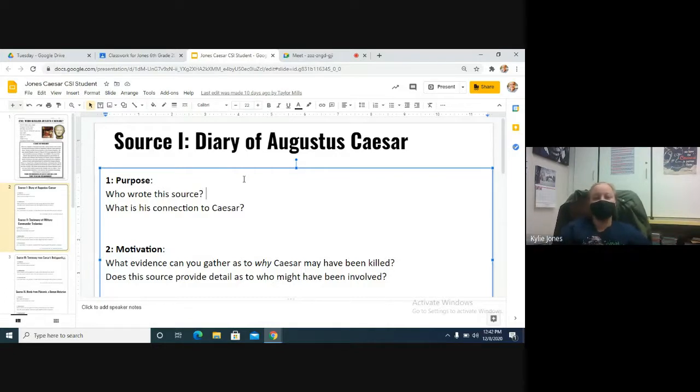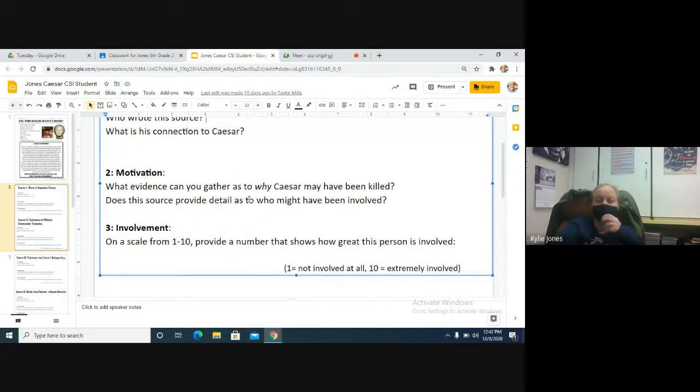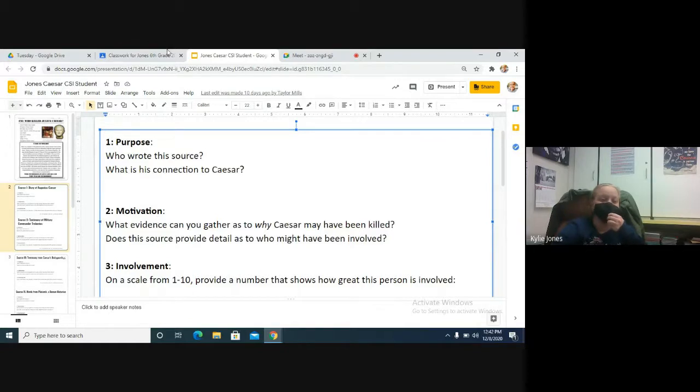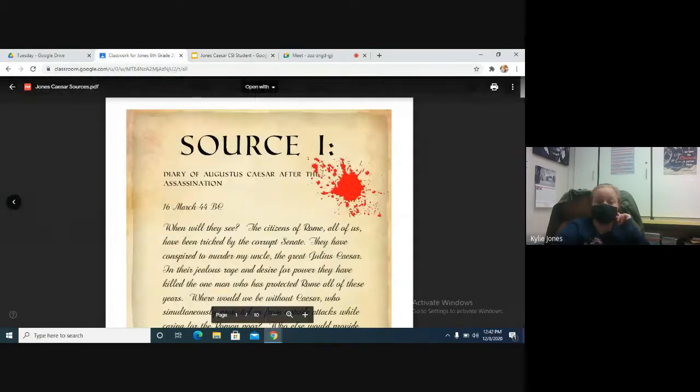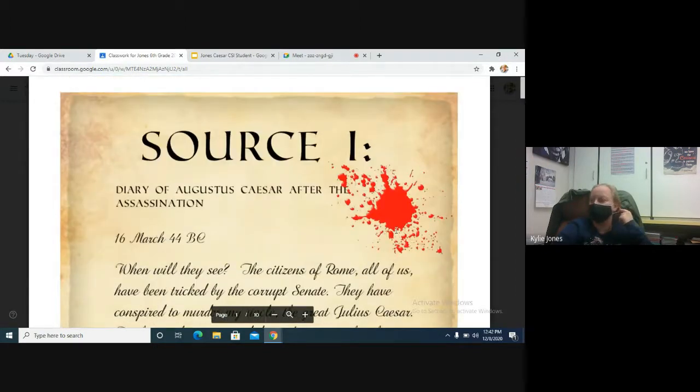So, after we read this letter that was written, we're going to figure out who wrote it and what was their connection to Caesar. And then we're also going to talk about motivations and involvement. So we're going to answer these 3 questions as we go on. I'm going to start by reading the letter to you. I'm pretty certain that these are letters that were actually written. Okay, well, no, this is a picture of it. Like, it's not the real source. Source number 1 says that this is a diary of Augustus Caesar after the assassination. So not before, this is after it. Yeah, this is the day after. March 16th is the day after it happened.